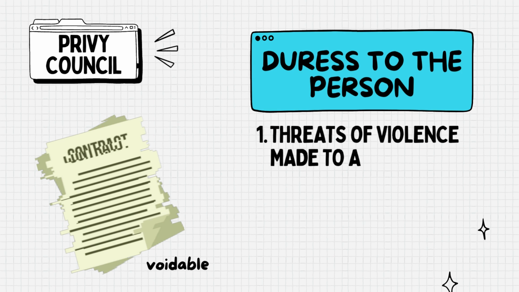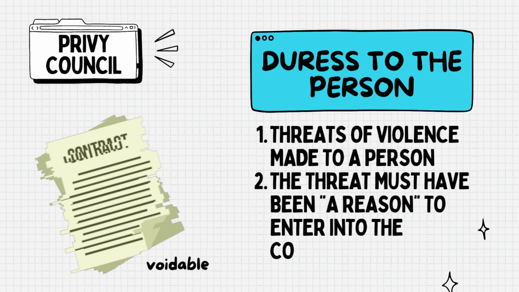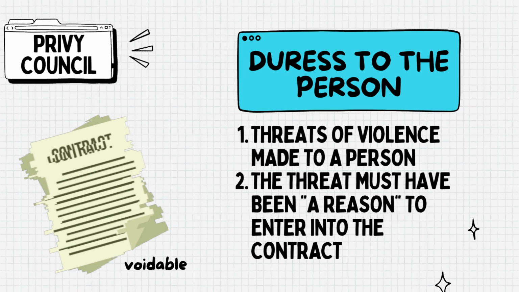Firstly, there must be a threat of violence made to the person. This is the illegitimate pressure requirement. Secondly, the threat must have been a reason to enter into the contract. This is the causation requirement, which, it should be noted, is different from other types of duress. The majority held in this case that the contract between Barton and Armstrong was indeed voidable.